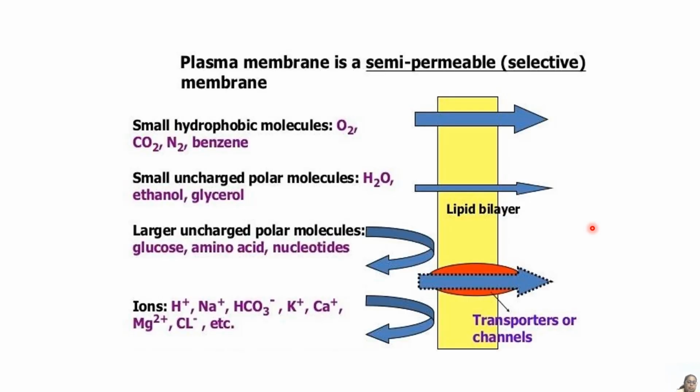A plasma membrane is a semi-permeable or selective membrane. So small hydrophobic molecules like O2, CO2, N2, benzene will move across. Small uncharged polar molecules like water, ethanol, glycerol will also move across. Larger uncharged polar molecules like glucose, amino acids, nucleotides won't move across the membrane. Ions also will not move across the membrane. So for these, we need transporters or channels.